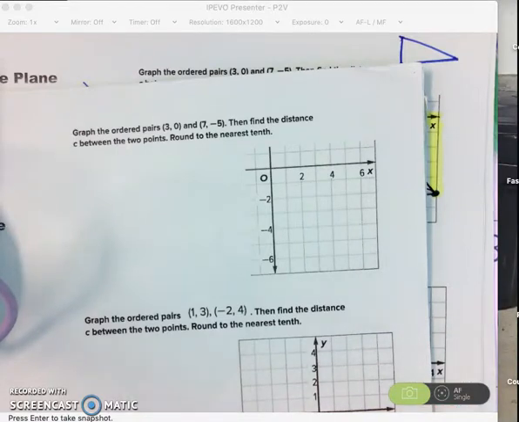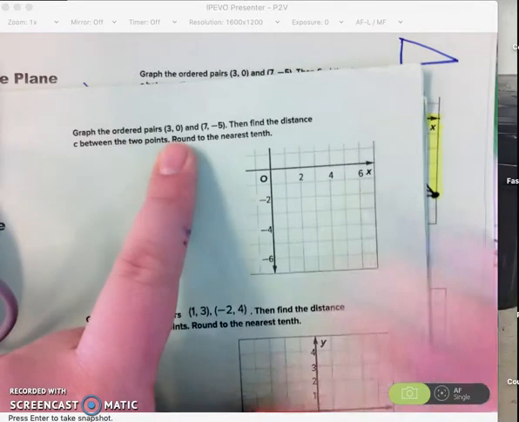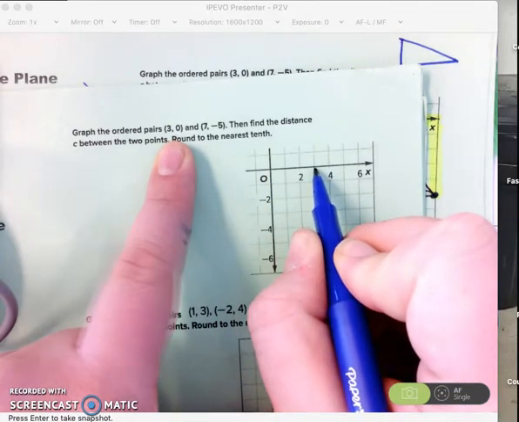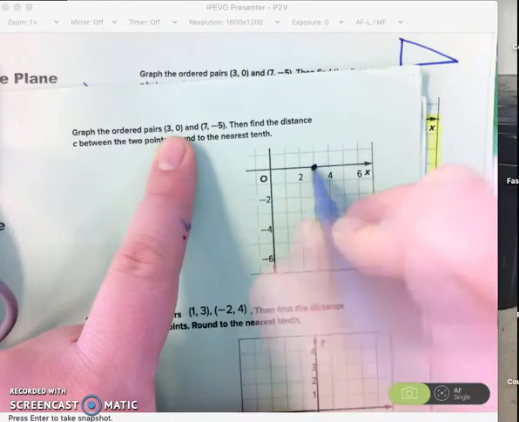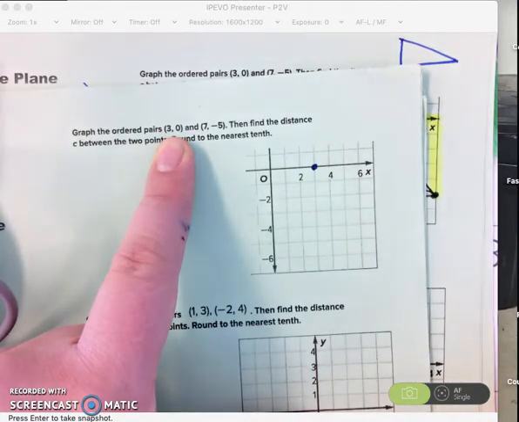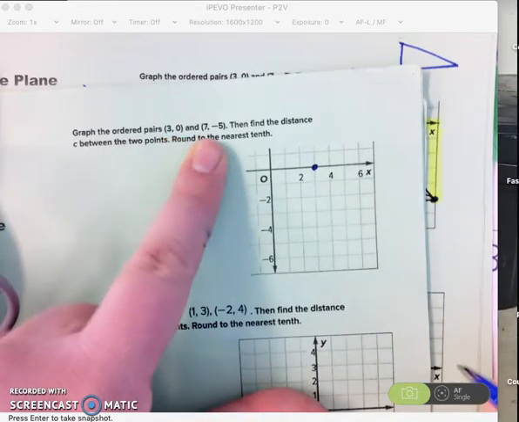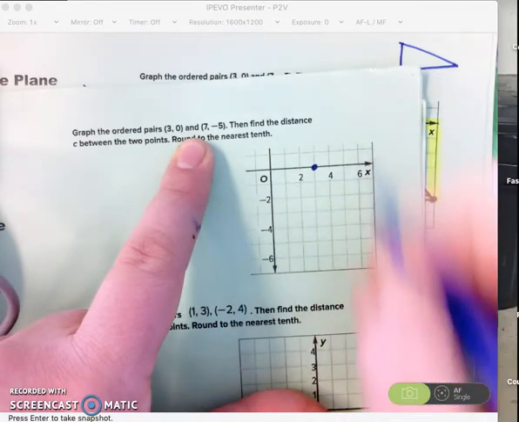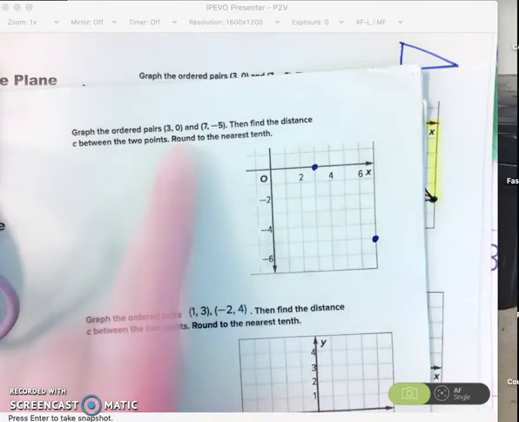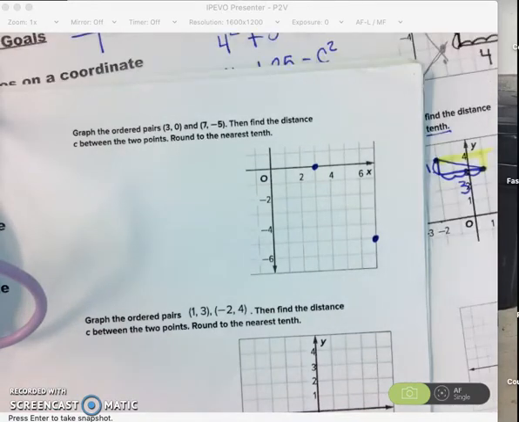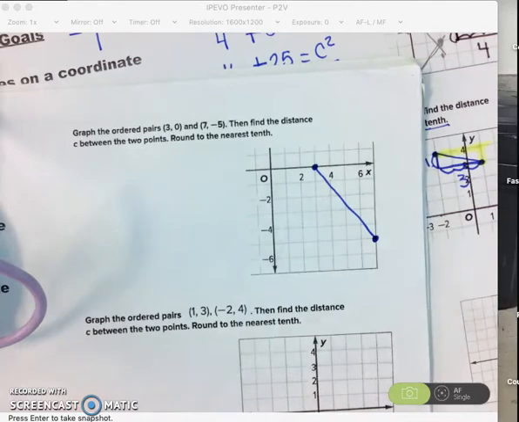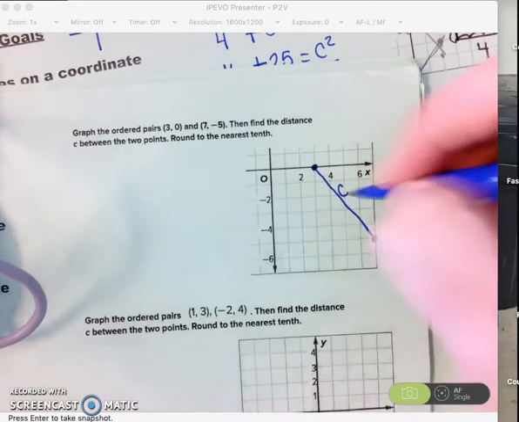So what I need to do is plot the points first. So again, I want to go 1, 2, 3 over because my first number is positive. And my second number is 0, so I want to stay there. So 3, 0. Good on that one? Okay, then 7, negative 5. My first number is 7, so I go over to 7 and down negative 5. Okay, so now I want to connect these 2 with a straight line. This straight line is actually my hypotenuse, or my C.